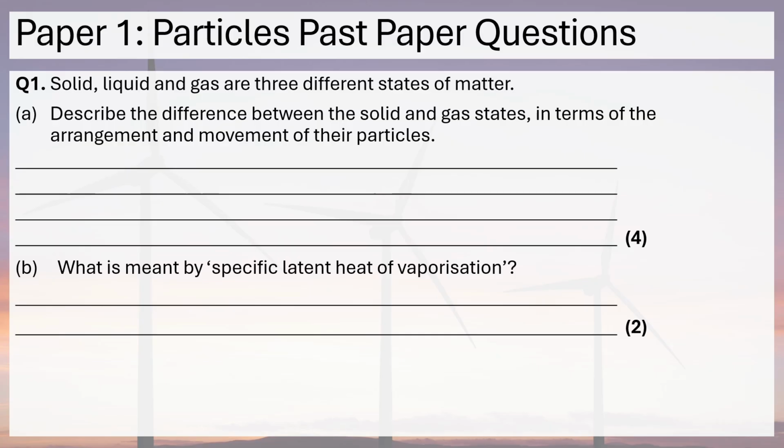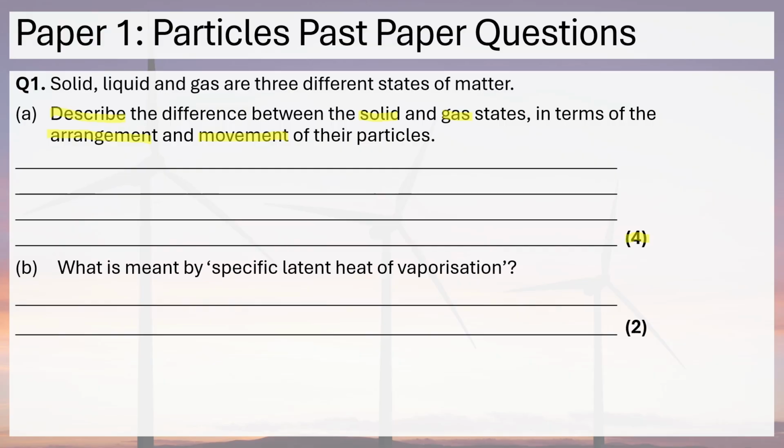So to start off with, we're looking at solids, liquids and gases. We're asked to describe, so we're describing, not explaining, the difference between solid and gas states. So look very carefully, because although it says solids, liquids and gases at the top, it's asking us to describe what happens to solid and gas states only. It's then asking us to describe them in terms of the arrangement of the particles and the movement of the particles. So it's also a 4-mark question.